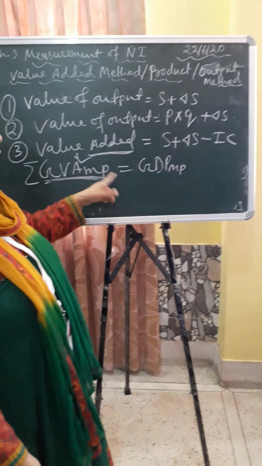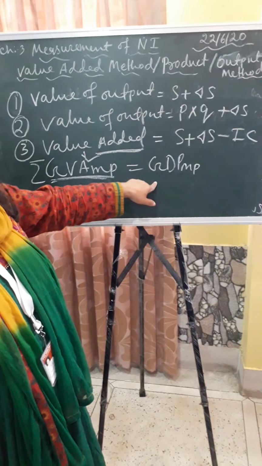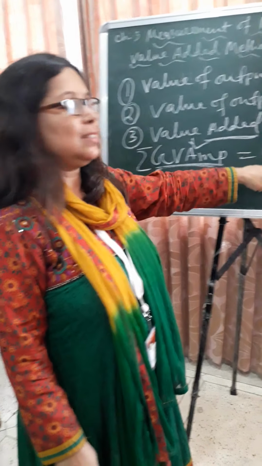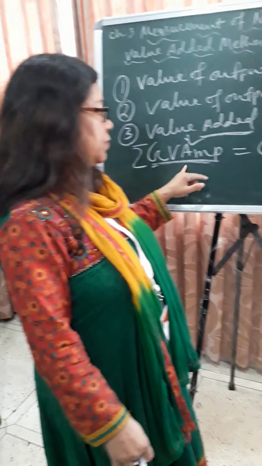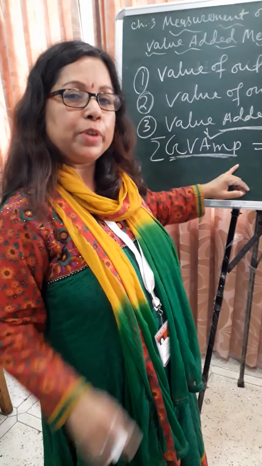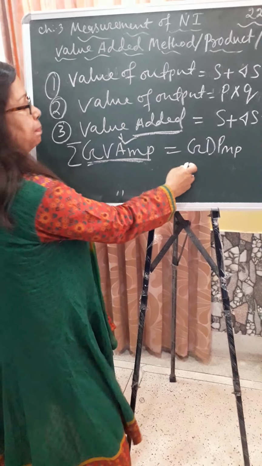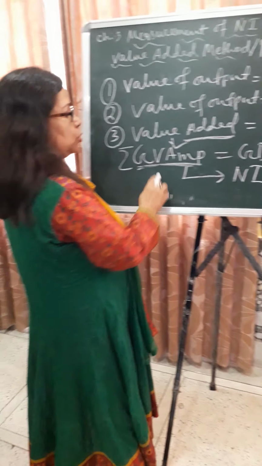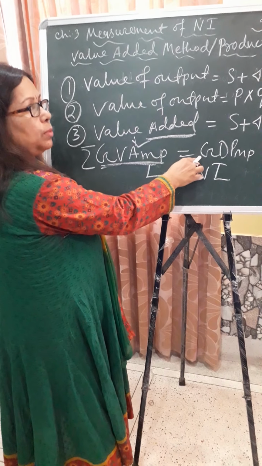In the value added method we call it gross value added at market price, but in the expenditure method we say gross domestic product at market price. So GVAMP means GDP-MP. So in a numerical, when it is asked to calculate GVAMP, this means GDP-MP. So with the help of GVAMP we can convert into national income. So we add here what terms do we add here?